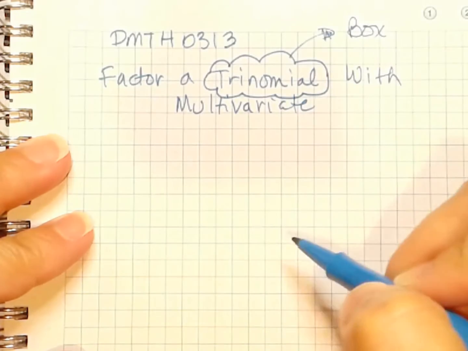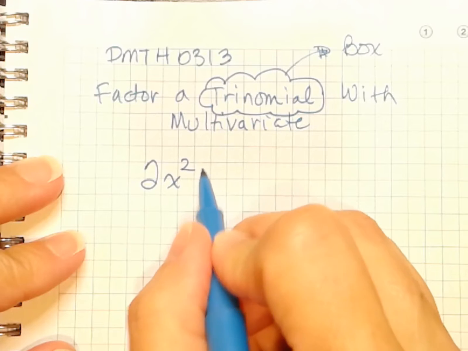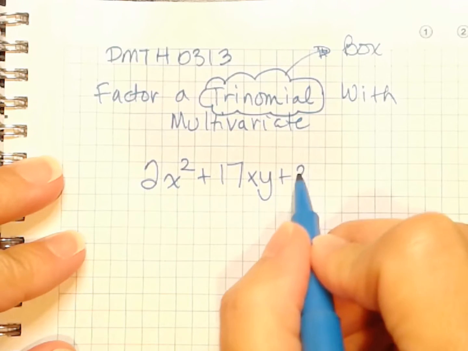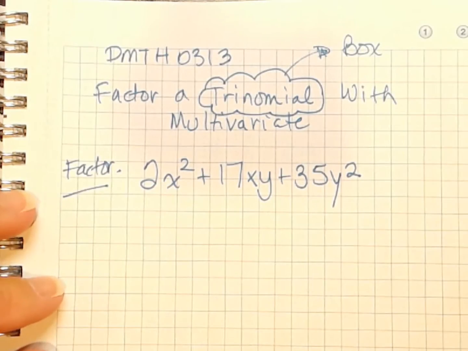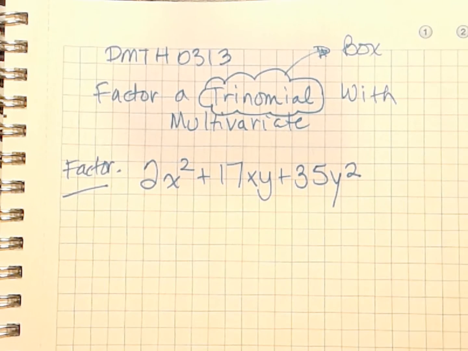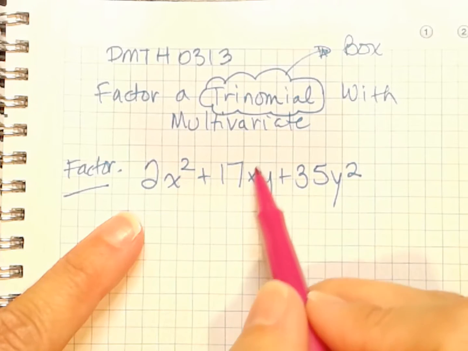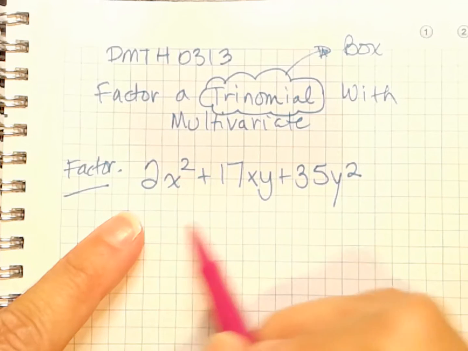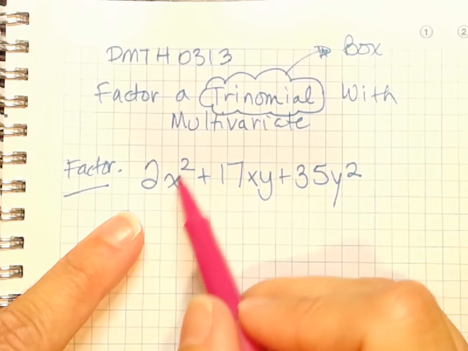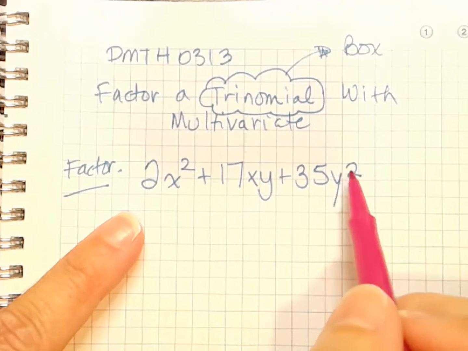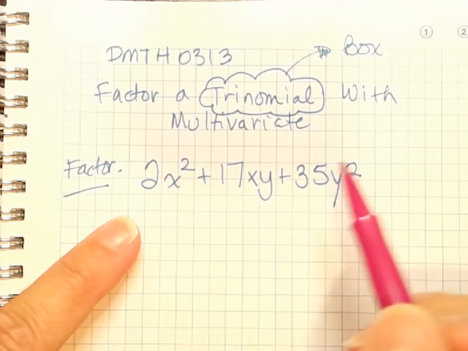Okay, so I'm going to work 2x squared plus 17xy plus 35y squared, and my directions are going to say factor. Just like the box method worked before, I see I have an x squared and an xy and a y squared. For this xy to come about when we break this down into factors, we're going to have to use an x and a y. In order to get an x squared in the front, we're going to need an x, and in order to get a y squared in the back, we're going to need a y and a y, and together that's going to make this xy term right here. So the process is just the same.